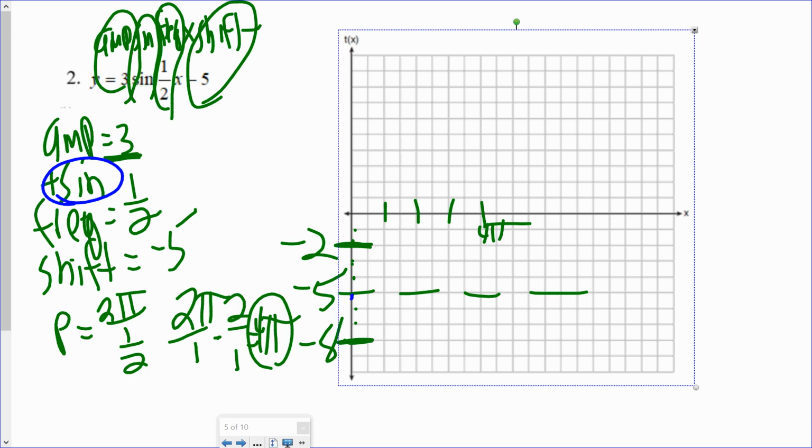So I'm going to start at the midline. Then I go to my max, midline, min, midline. I draw in my wave. Again, make sure all the points line up with your max, midline, and min, and they all line up with your dashes and your y-axis. And that's it.